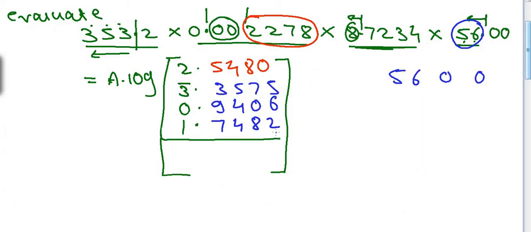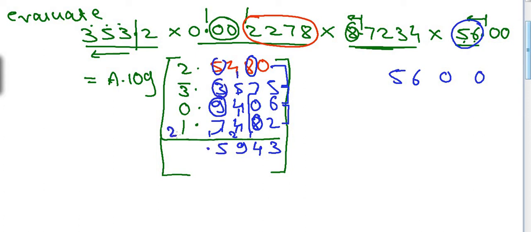7482. Now add all these numbers. 5 plus 0 plus 5, 5 plus 6 is 11, plus 2 is 13, 3, carry forward 1. Now next, 7 plus 1 is 8, plus 8 is 16, plus 8 is 24, carry forward 2. Next, 4 plus 2 is 6, plus 4 is 10, plus 5 is 15, plus 4 is 19, carry forward 1. 7 plus 1 is 8, 8 plus 9 is 17, plus 3 is 20, plus 5 is 25, carry forward 2 over here.